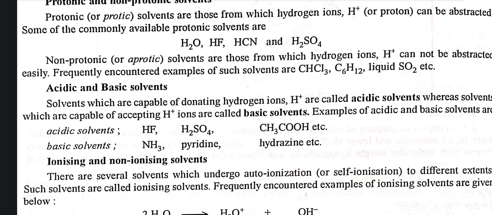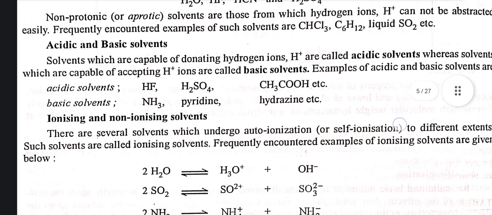Acidic and basic solvents. Solvents which are capable of donating hydrogen ions, H+, are called acidic solvents, whereas solvents which are capable of accepting hydrogen ions are called basic solvents. Examples of acidic solvents are HF, H2SO4, CH3COOH, etc. Basic solvents are NH3, pyridine, hydrazine, etc.